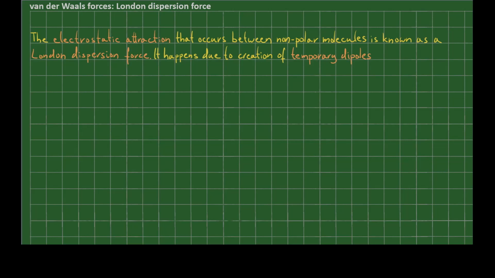What are those? Well, let me look at the example of two nitrogen molecules. These molecules are nonpolar. Therefore, there are no partially positive and no partially negative charges. How can these two molecules attract each other? We need to think in terms of electron clouds. In case of these two molecules, the electron clouds are evenly distributed.